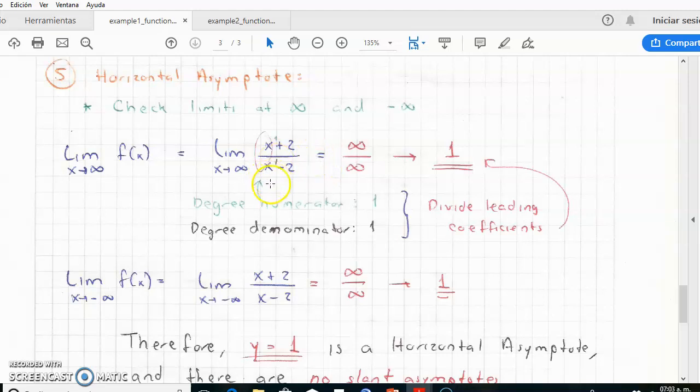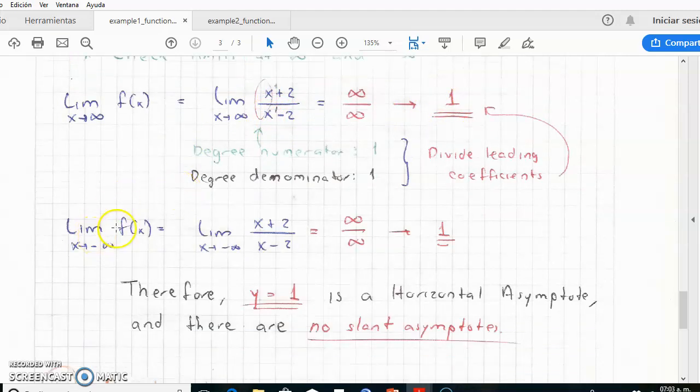If we use the short procedure, the degree of the numerator is 1, the degree of the denominator is also 1. We divide the leading coefficients, 1 divided by 1, and the answer is 1. Limit as x approaches negative infinity, same situation, we evaluate, same degrees, same coefficients, the answer is also 1. Therefore, y equal to 1 is a horizontal asymptote, and there are no slant asymptotes. I'll explain how to know that.